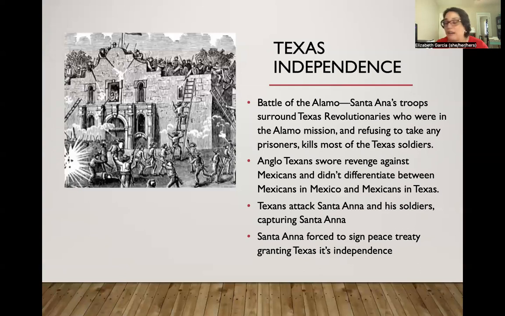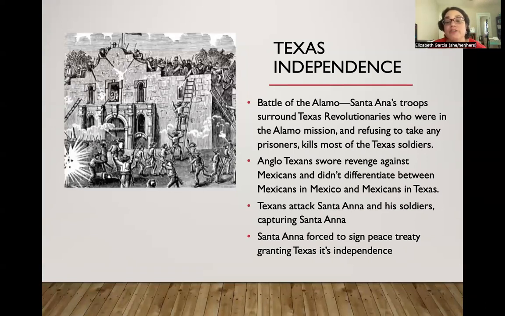Now, as I said, the Battle of the Alamo is the battle that is known as the ultimate fight for independence for Texas. And in this battle, General Santa Anna's troops surround Texas revolutionaries who were in the Alamo mission, depicted there in the image. And because he refused to take any prisoners, the Texas soldiers that are basically trapped in this mission all end up getting killed.